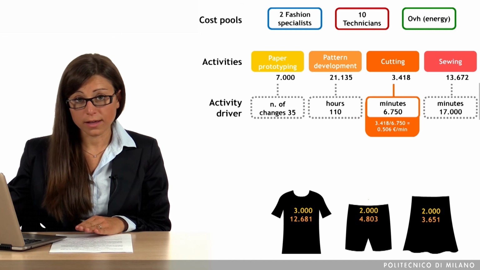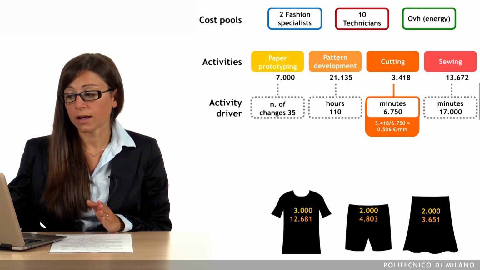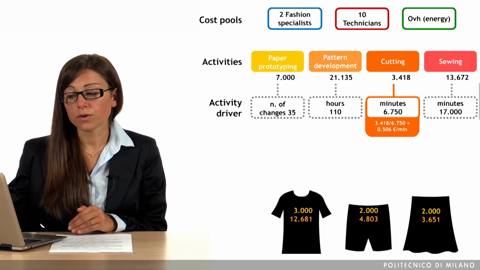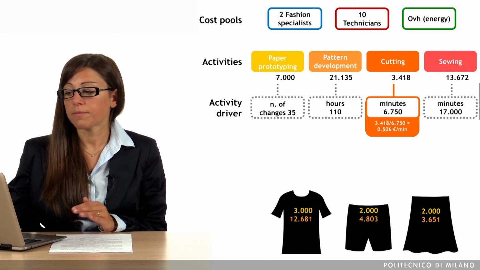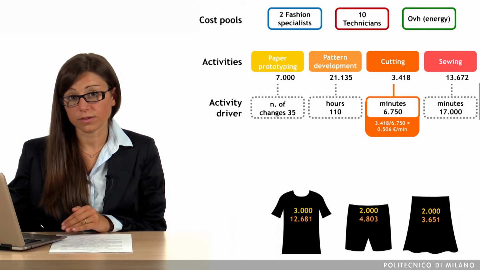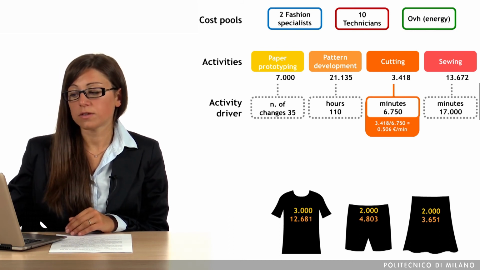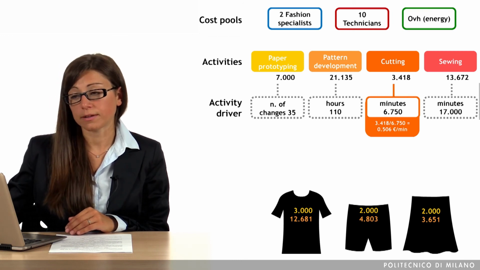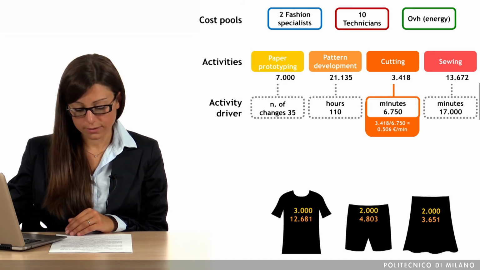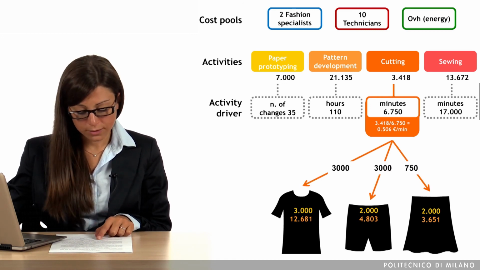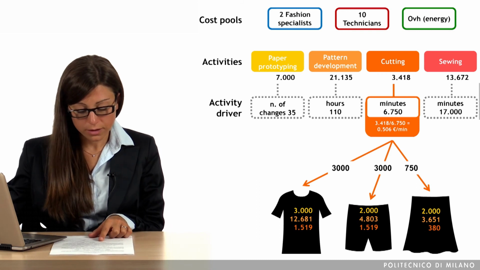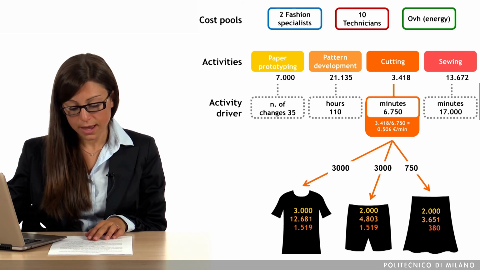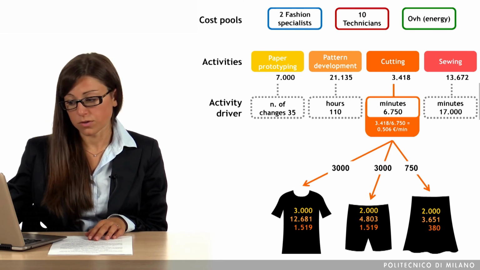Let's move to the activity of cutting, and we are repeating this again. We can calculate K by dividing the total cost of the cutting activities by the overall allocation basis, which is 6,750 minutes, and in this case we have 0.5 euro per minute, which is again our K, that should be multiplied by the number of minutes that we need for the cutting activity, where we can find this number of minutes in table number 3. If you look at table number 3, you can find 3,000 minutes for the t-shirts, 3,000 minutes for the shorts, and then 750 minutes for the skirts.